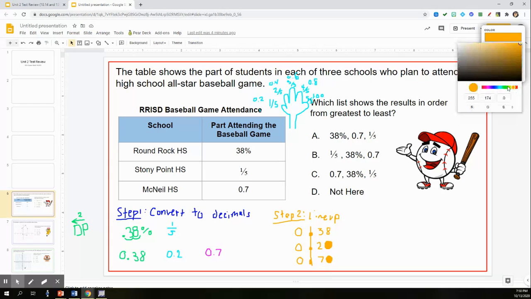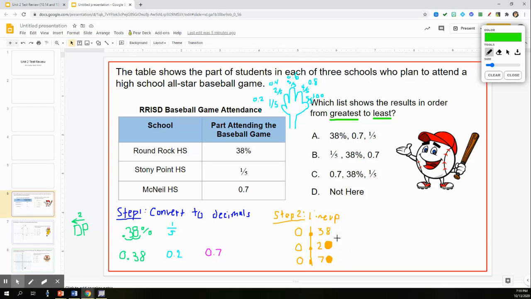And now I want to go back to my problem and see how they're asking me to order. So it says order from greatest to least. So I want my biggest number first and then my smallest number. If I think of this like money, I've got 38 cents, 20 cents, and 70 cents. So the greatest value that I could choose here would be 70 cents. The next one would be 38 cents. And the least or lowest value that I could choose here would be 20 cents.